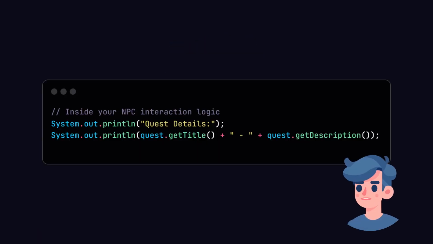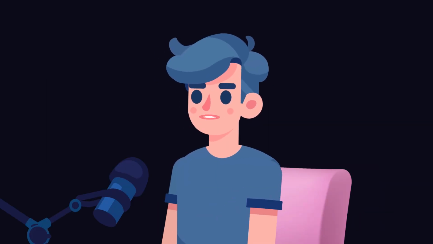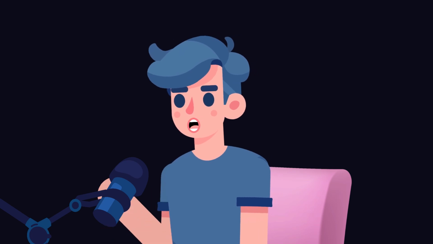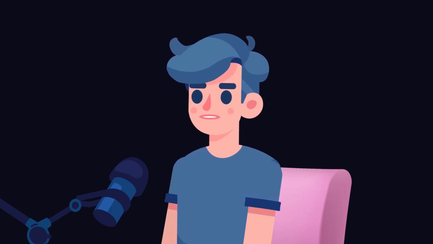To visualize quests, you would use a GUI component like a dialogue or a menu rendered on the screen when the player interacts with an NPC. Here's how you can show quest details in a dialog box. This method gives immediate feedback to players about the quest details in the game interface. You can extend this further by adding graphics and icons to represent different quests visually.